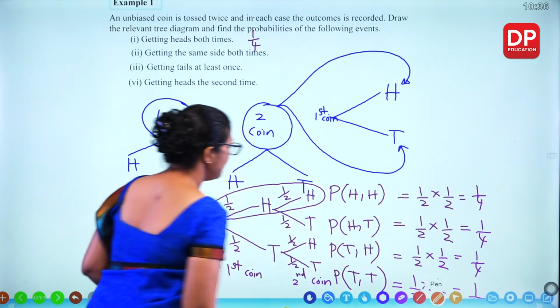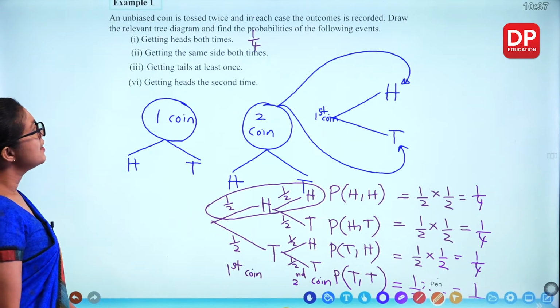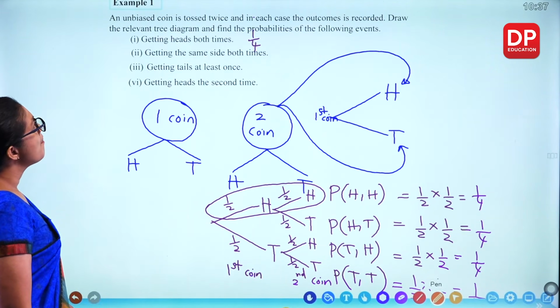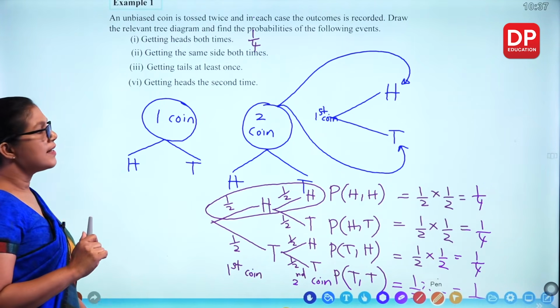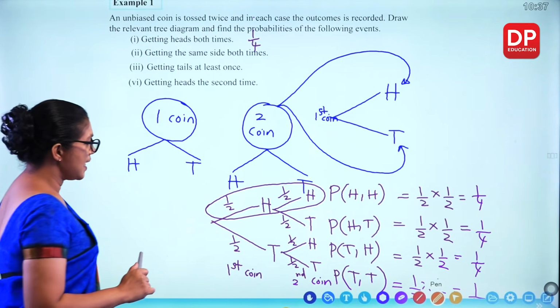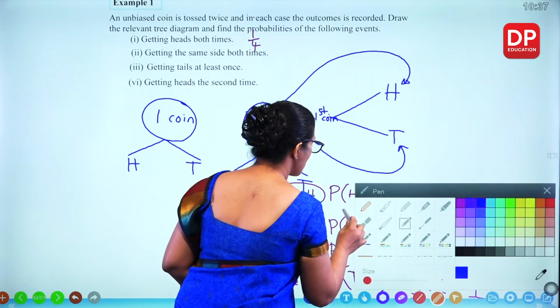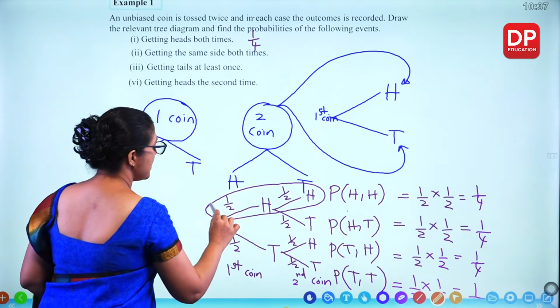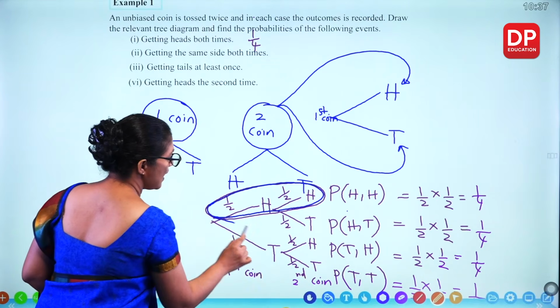And the next one, getting the same side both times. Getting the same side means either head head or tail tail. So we can take two branches, head head or tail tail.